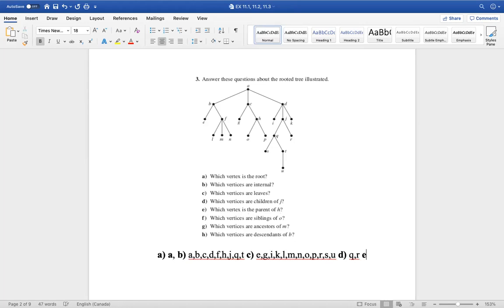Part E. Which vertex is the parent of H? So we have the vertex here, H. So C is the parent. Part F, which vertices are siblings of O? The sibling of O is this vertex P only.